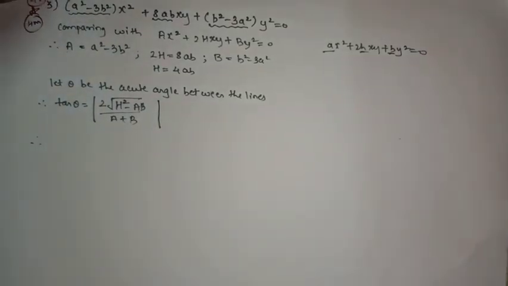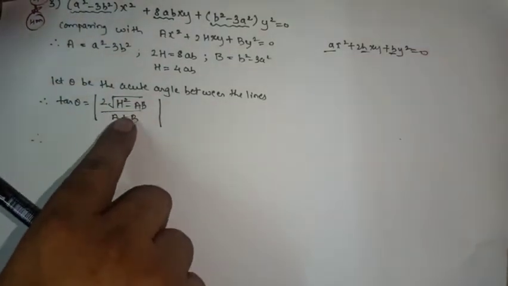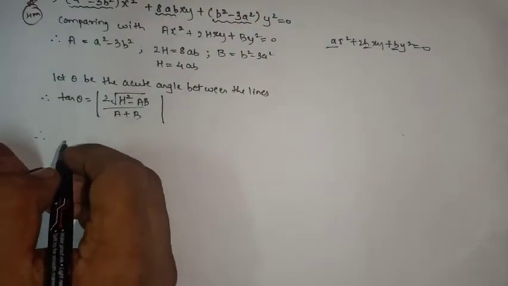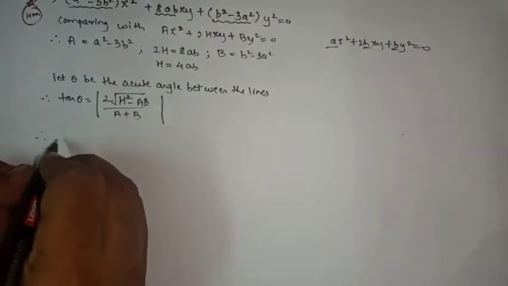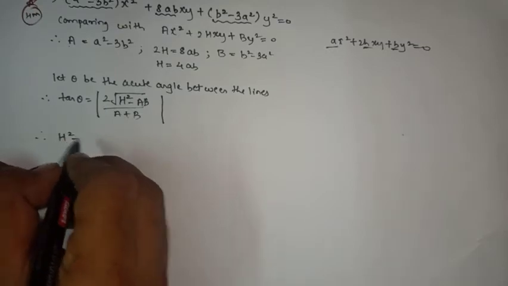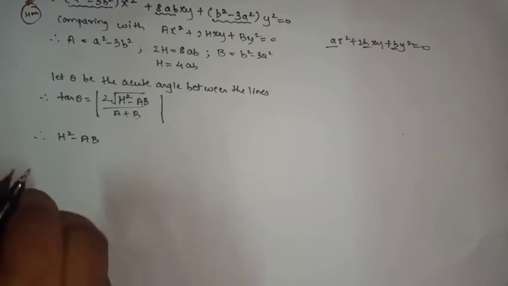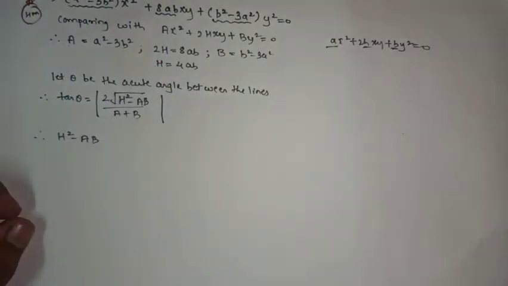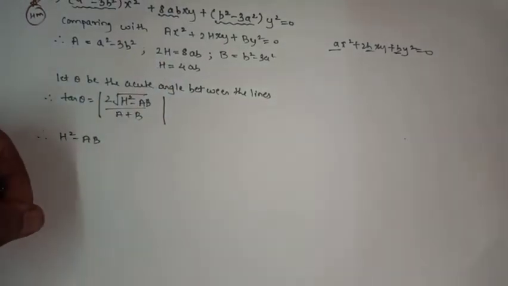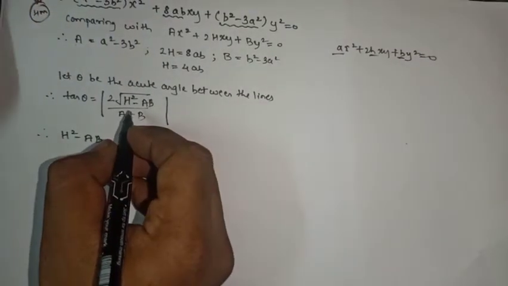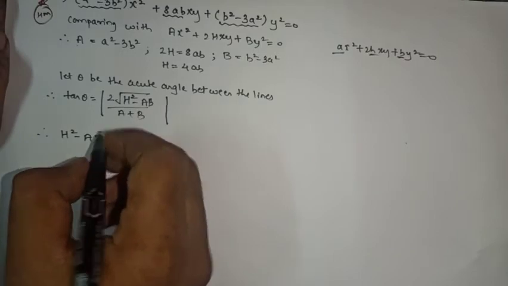So for this sum, I will break this part. It means instead of substituting directly, I will find h square minus ab separately and a plus b separately, and then I will substitute the value. Understood? Listen here. So here I will find h square minus ab separately.